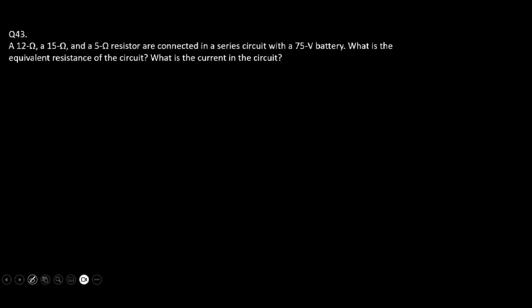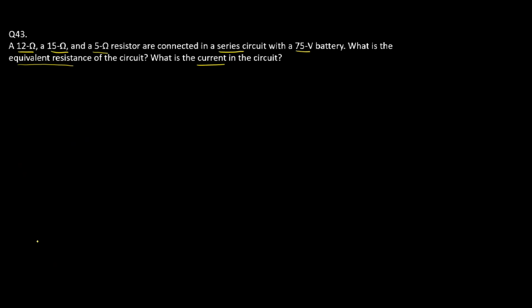Question 43. The question says a 12 ohm, a 15 ohm, and a 5 ohm resistor are connected in a series circuit with a 75-volt battery. What is the equivalent resistance of the circuit? What is the current in the circuit?